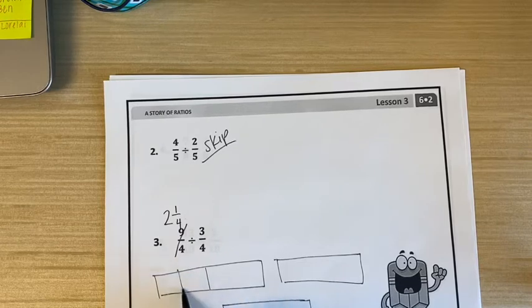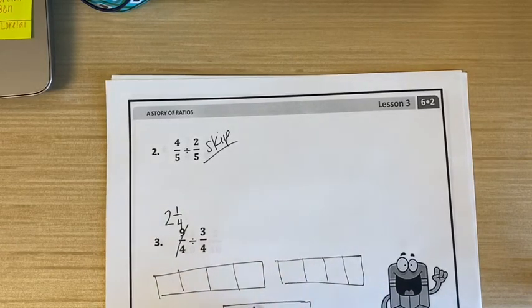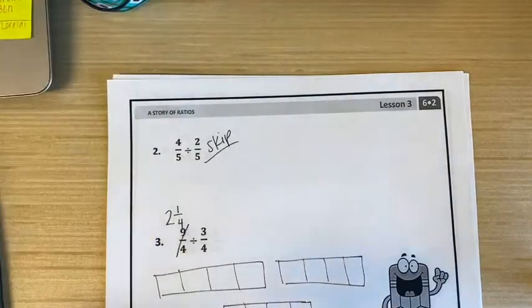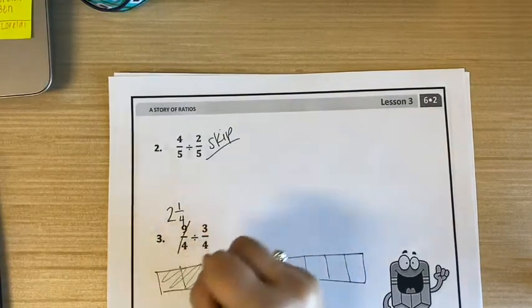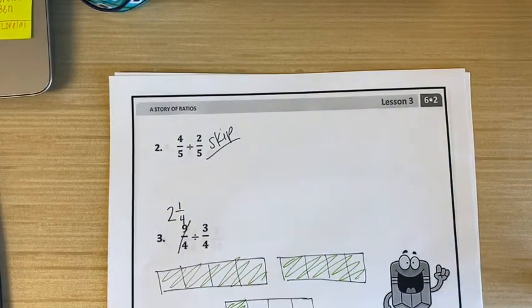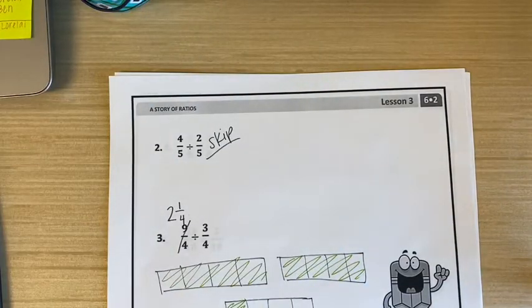So I split each of these into 4. Okay, and it's 2 1/4. So I'm going to shade 1 whole, 2 wholes, and 1/4. Okay, there's 9/4. So I want to get these into groups of 3/4.